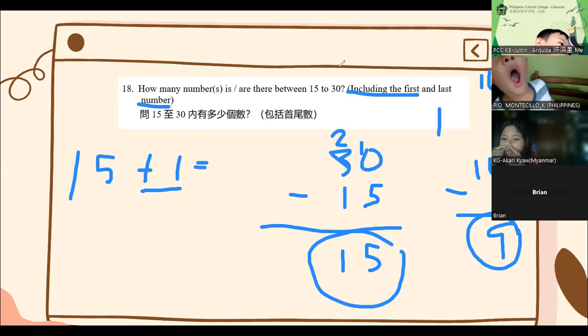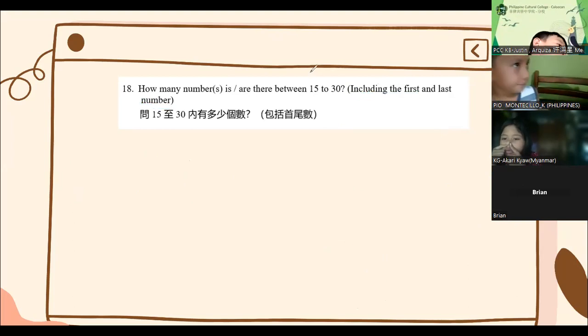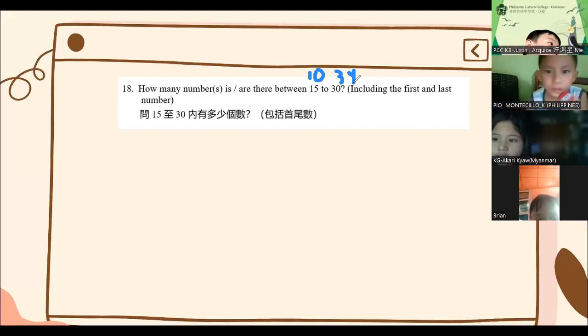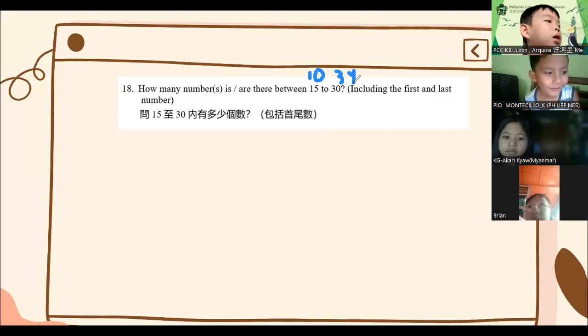So for example, if this is 10 to 34, right, here, what would be your answer? Let's see. 25. Very good. Okay, it's 25. Again? Last one. Yes, very good.